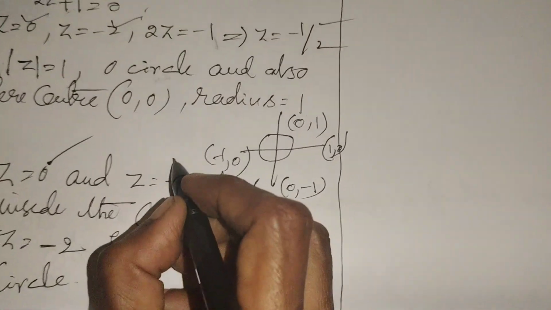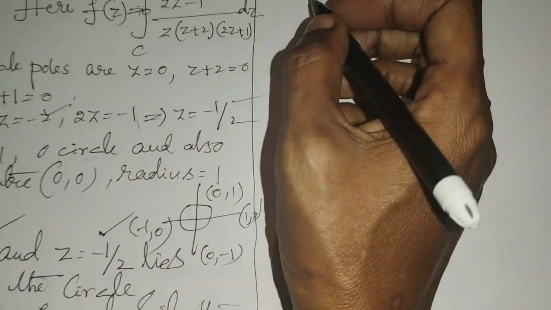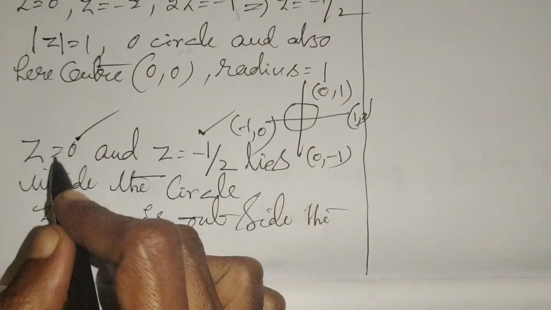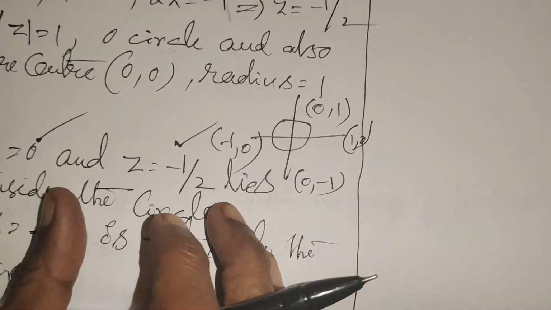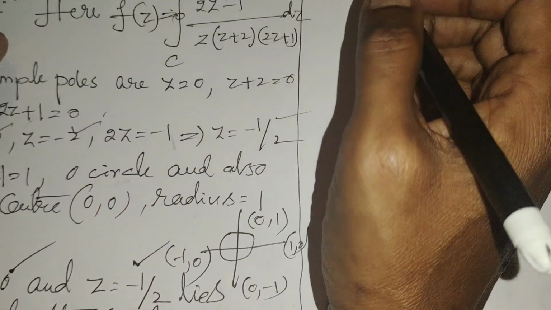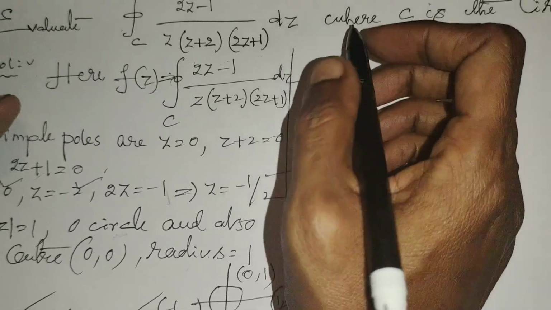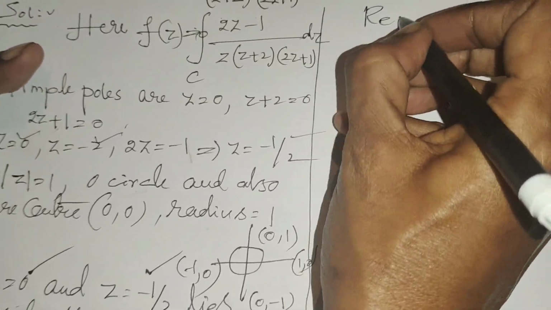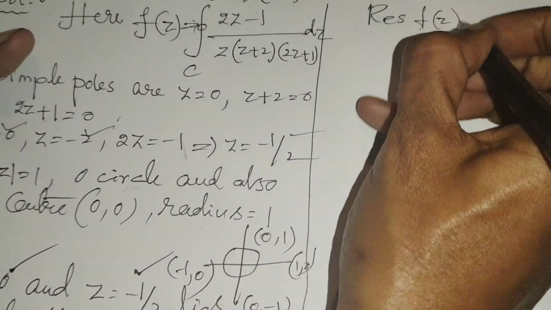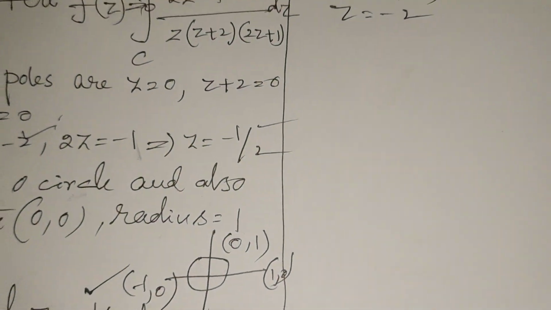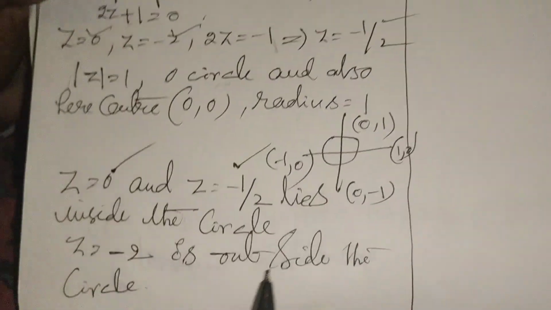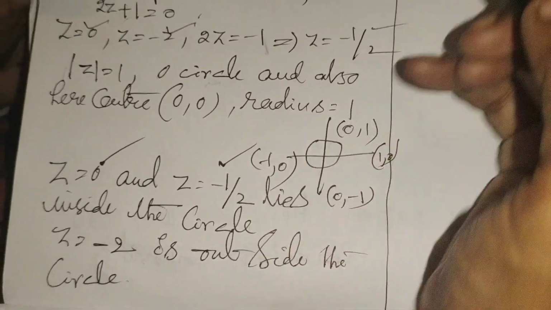Okay, here now at present z equals 0 and z equals minus 1 by 2 are the simple poles, and at these simple poles find out the residue of f of z. Here the residue of f of z at z equals minus 2 is 0. Why? Because z equals minus 2 is outside of the circle.